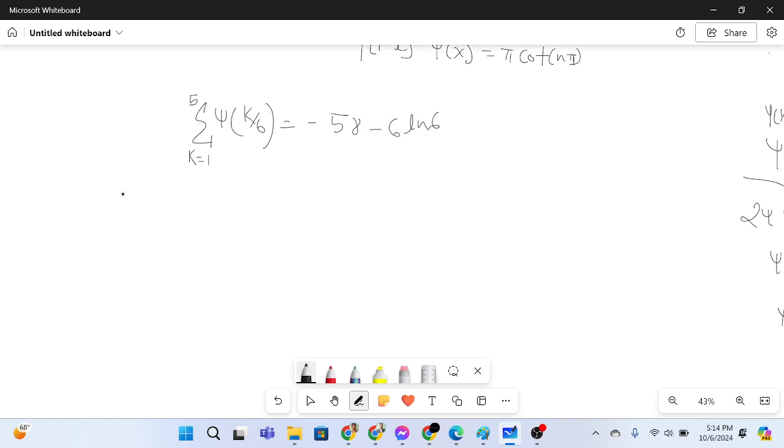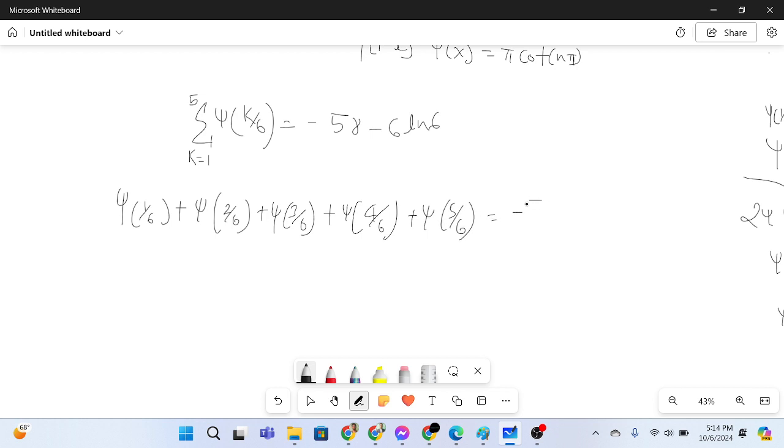Over here we will have digamma 1 by 6, digamma 2 by 6, digamma 3 by 6, digamma 4 by 6, digamma 5 by 6 is equal to minus 5 times the Euler-Mascheroni constant minus 6 ln 6, right? Now we have all of these values, we just don't have these other two. So we will just write the other two as they are, and we see that again those can be found using the reflection formula.